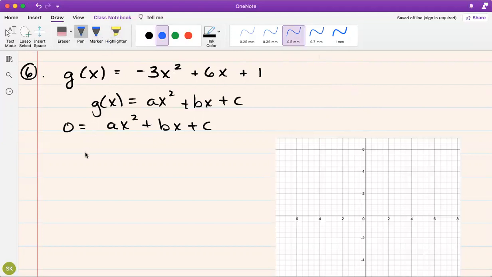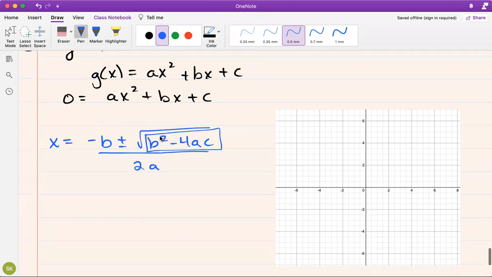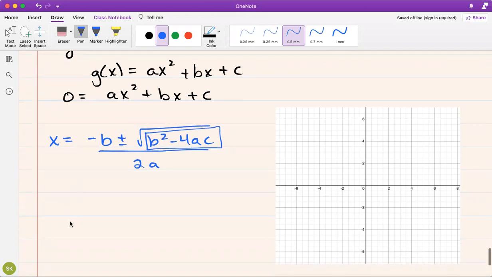Now how we can check that is, remember that the quadratic formula is negative b plus or minus the square root of b squared minus 4ac, all divided by 2a. And what determines if we have complex roots is this b squared minus 4ac. So I'm just going to see if b squared minus 4ac is less than 0. If it's less than 0, then we're going to have two complex roots. If it is equal to 0, then we're just going to have one real root. And if it's greater than 0, we're going to have two real roots.